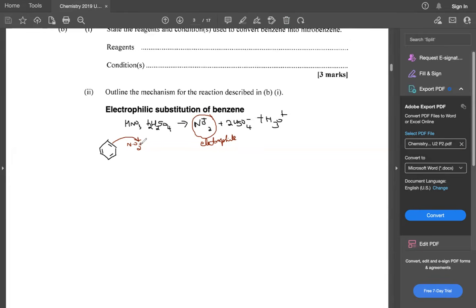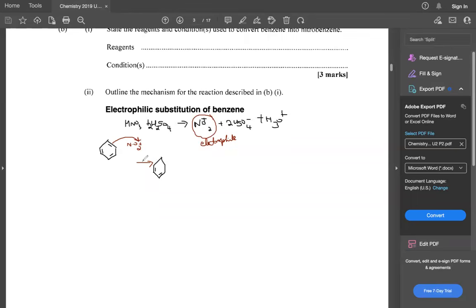And so what's going to happen is that we're going to have a bond being formed between this carbon up here and the nitrate. So we show that by drawing an arrow over here. And let me just draw my benzene ring again. So that's my benzene ring. Well, let me be consistent with the conjugated bonds. So I'm going to show my conjugated bonds that I have here and here.